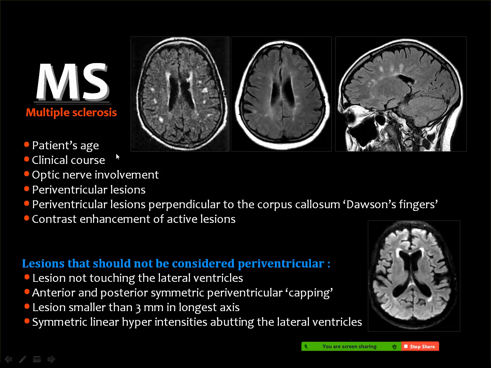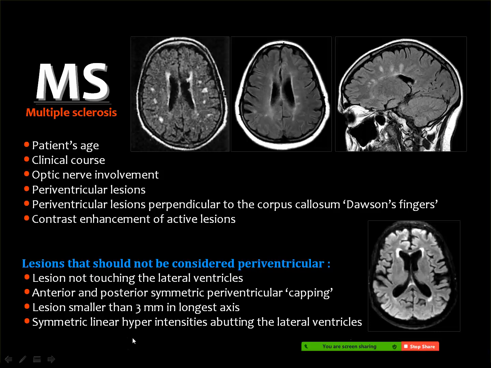Then these are the criteria helping you to spot MS. Number one, the age of the patient. Number two, the clinical course. Number three, optic nerve involvement. Number four, periventricular lesions, and I will explain this. Then periventricular lesions perpendicular to the corpus callosum, which is known as Dawson's fingers. Then contrast enhancement of the active lesions.